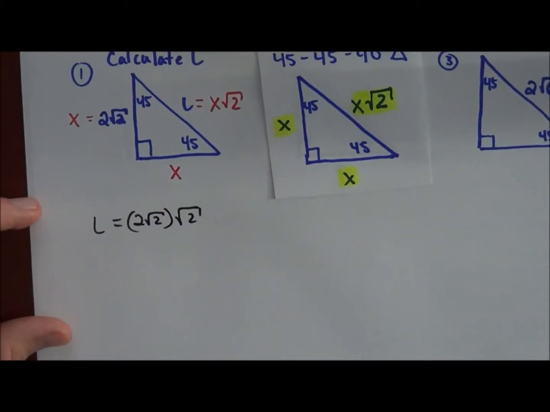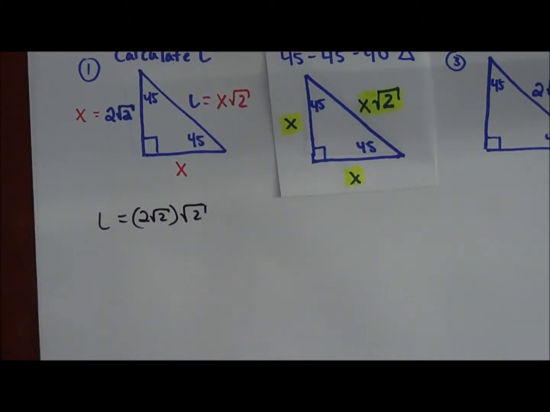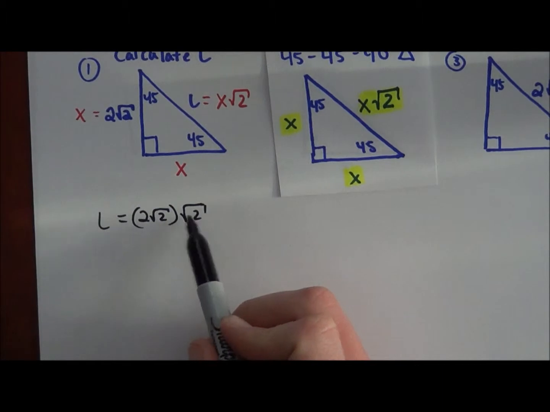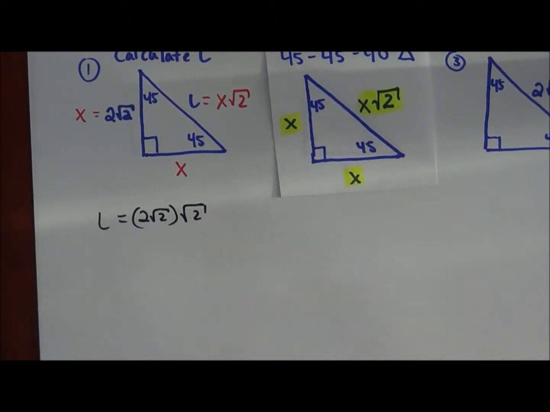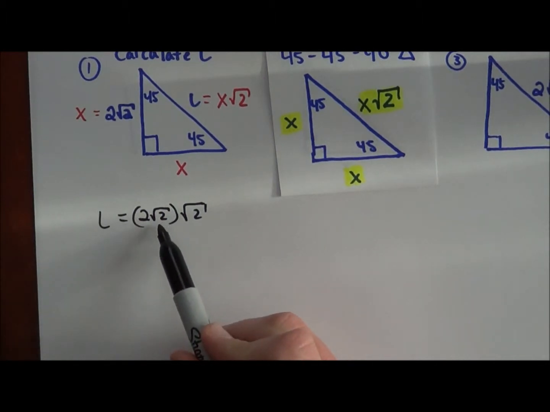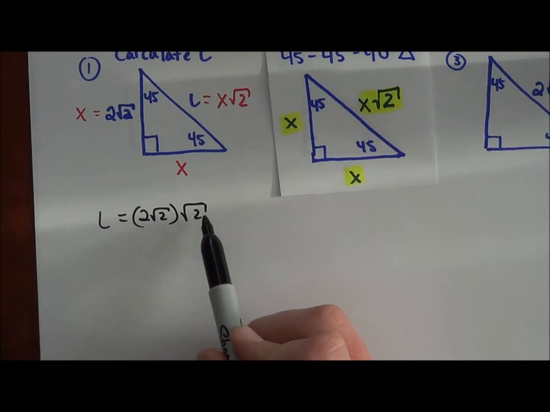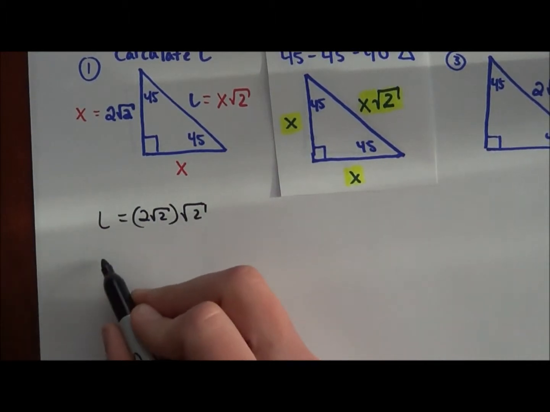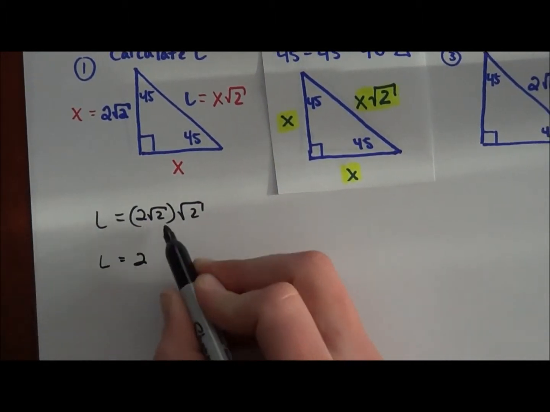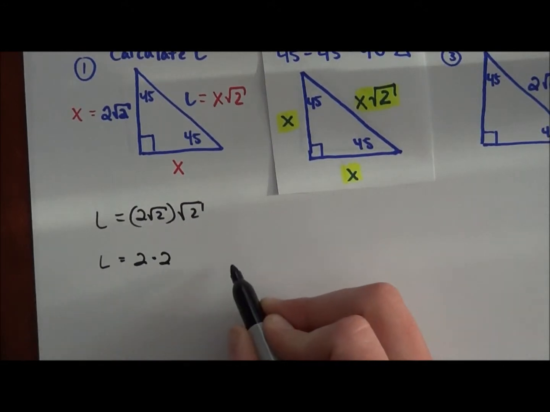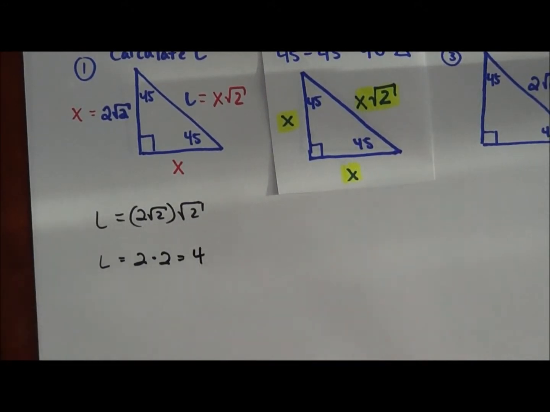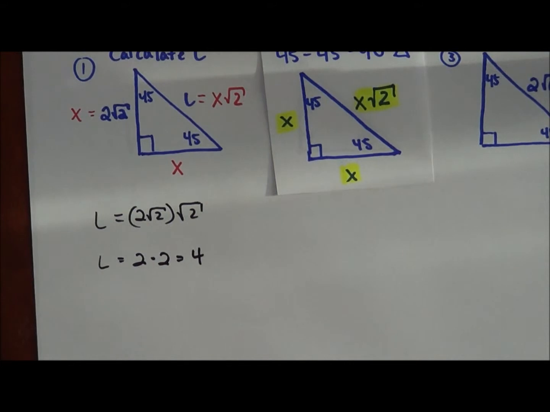This requires you to know a little bit about radical laws. If I have radicals with the same index, so they're both root 2, then I can multiply their radicands, which is just the number underneath. Then I simplify from there. If I ever have identical roots multiplying each other, the answer is just the radicand. So root 2 times root 2 is just 2. So L is equal to 2 times 2. In this case, L is equal to 4. And there you have it. I'm done with problem number 1.